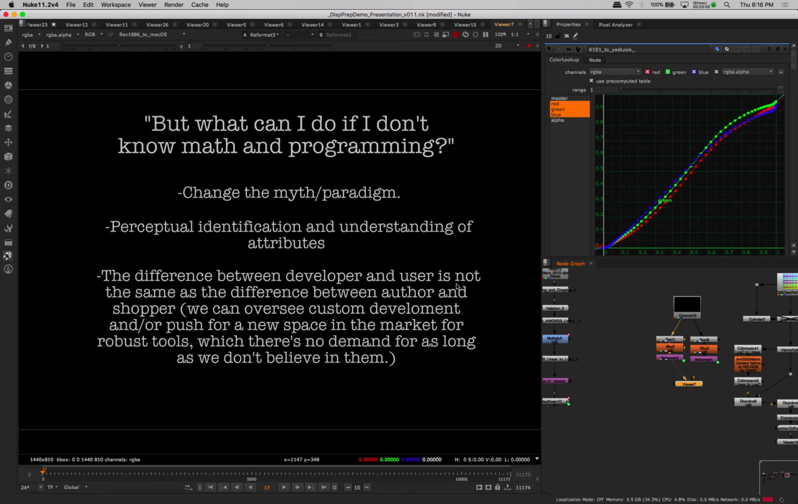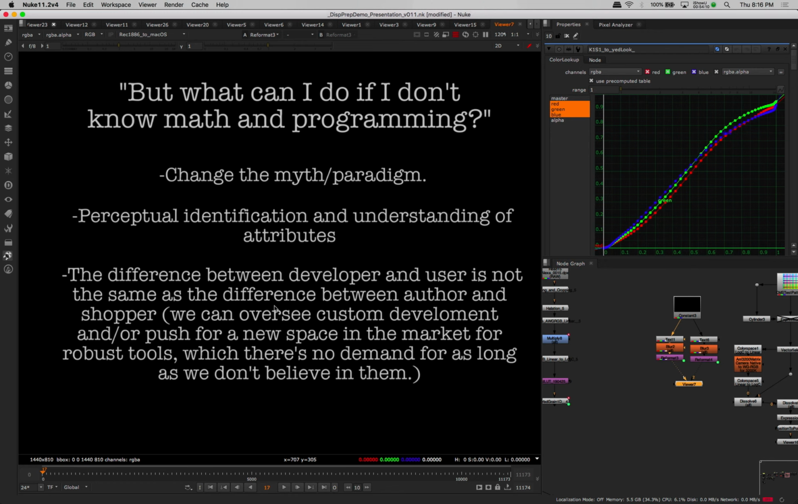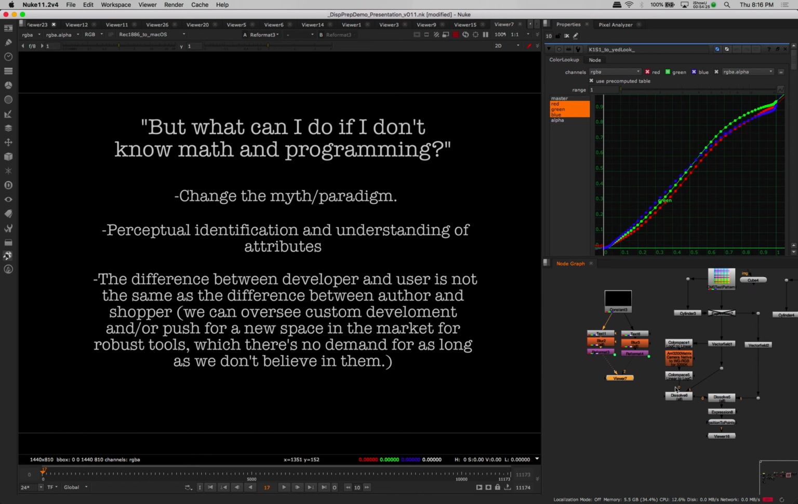So that shows that you can get involved in the development without yourself necessarily having to write code or do math and all that. You can partner with people or push vendors of all kinds, whether it's software people or your post-house partners, whatever, to investigate this stuff further. And as I say here, we can push for new spaces in the marketplace, potentially.